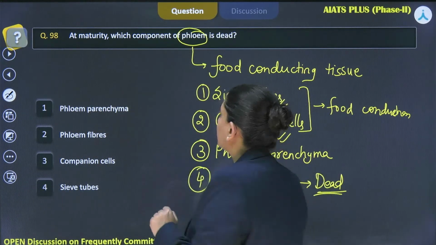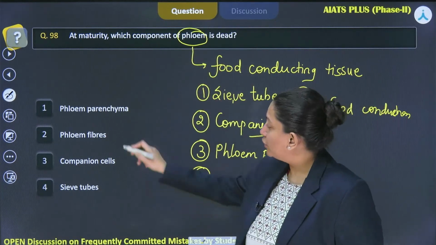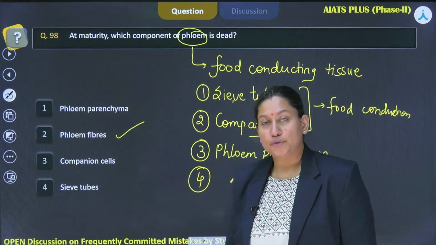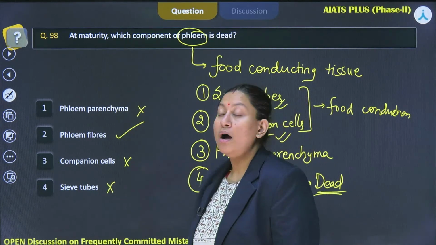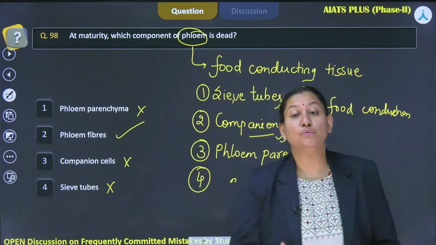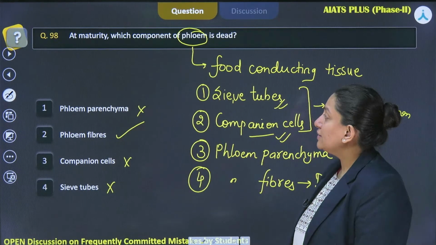So as the question is asking which of the components is going to be dead at maturity, that is going to be phloem fibers, given in option 2. Option 1, phloem parenchyma, companion cells and sieve tubes are going to be the living ones, as they have to conduct the food in the entire plant body, right? So this is how we could be solving.